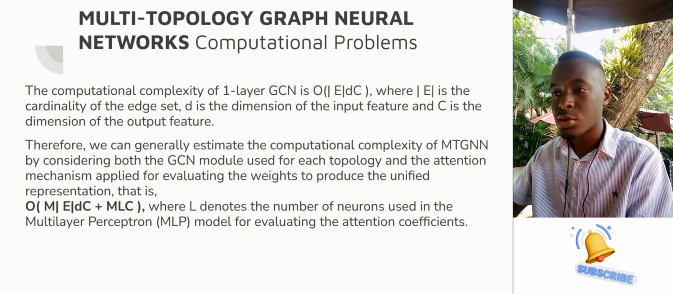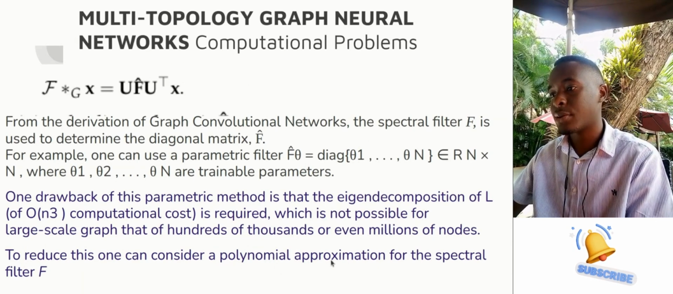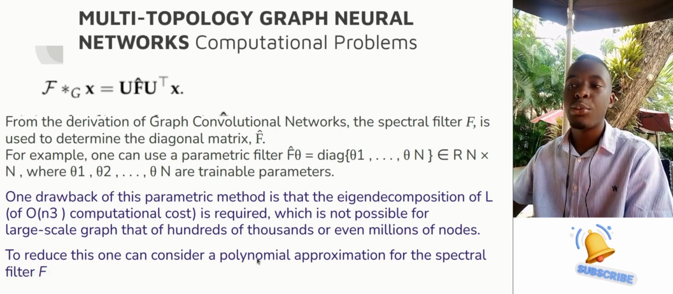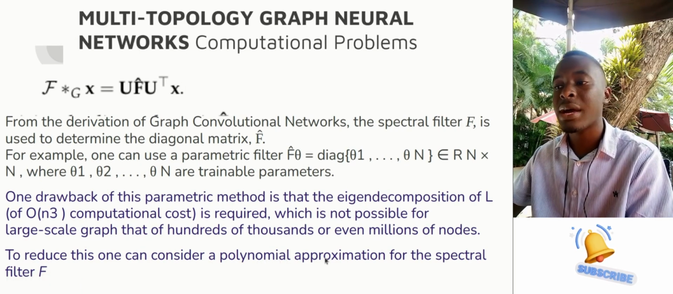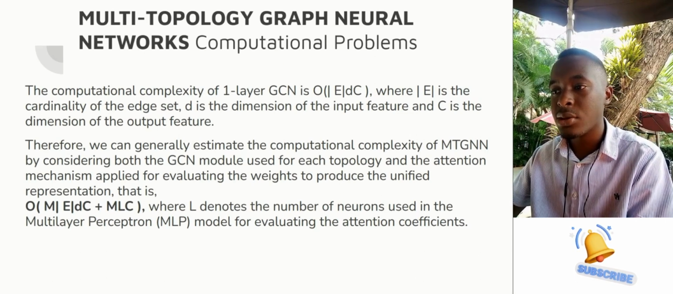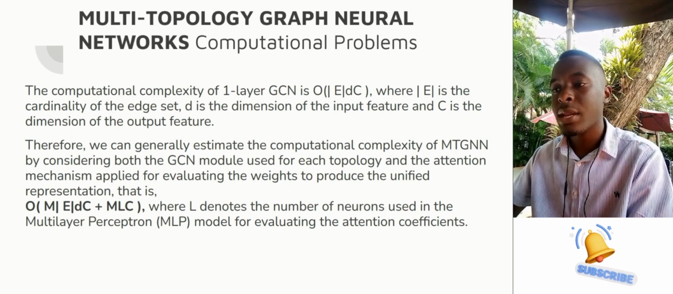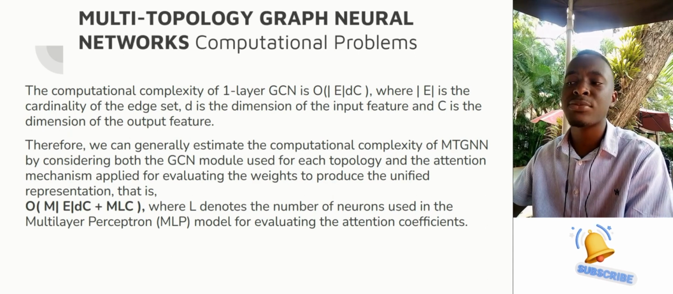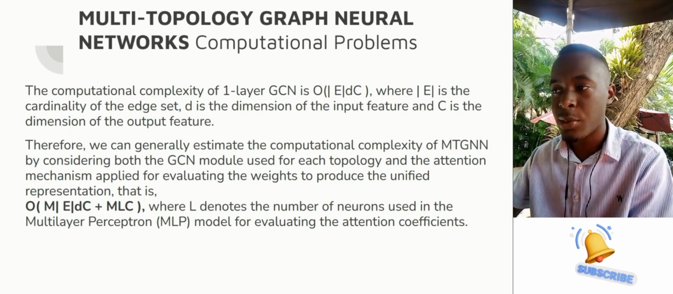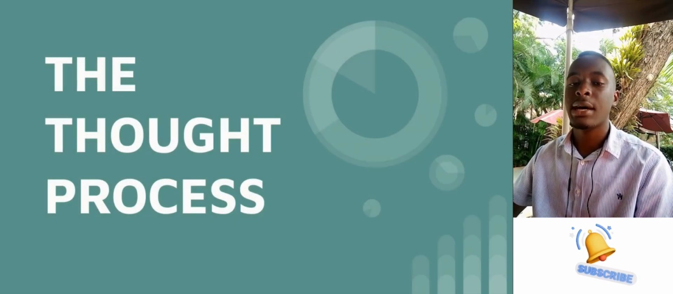The only way to solve this is, to reduce the cost, we use a polynomial approximation for the spectral filter. So instead of going with the first one, using the diagonal matrix where we get the eigenvalues and vectors, we end up using a polynomial approximation. This comes with some trade-offs, we get models that are not so accurate, but you can balance the two so that you can get the best results.